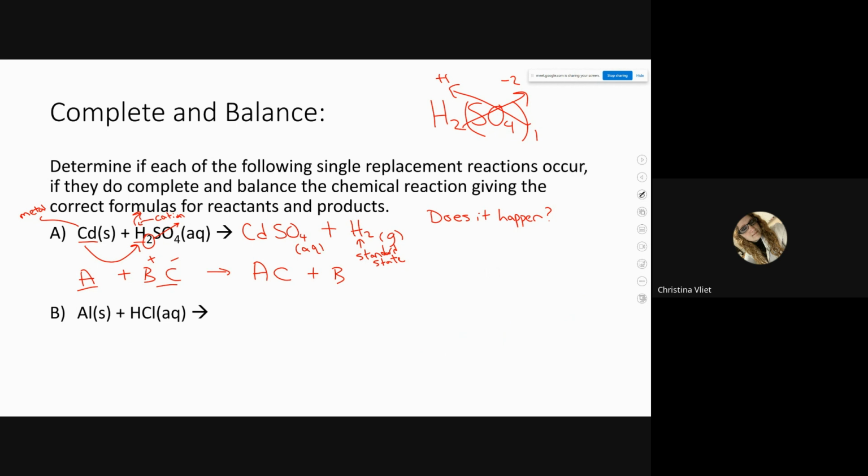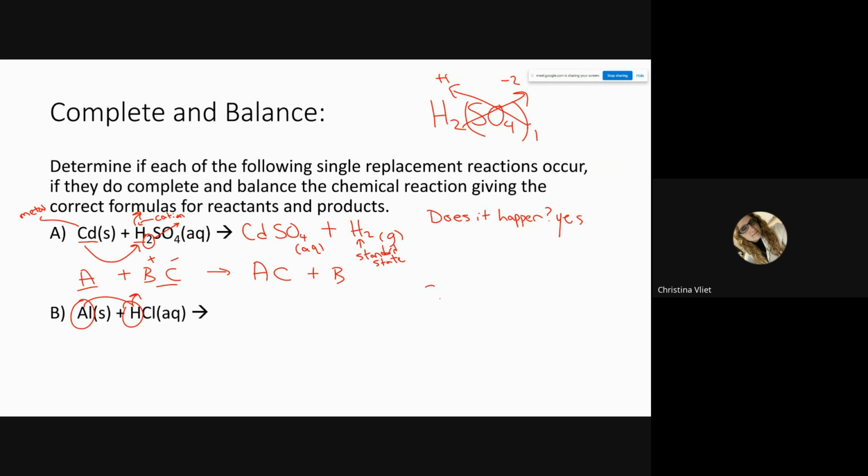Al and H. Yeah. Aluminum is higher than hydrogen. It says aluminum reacts with acids on the chart. So that means we have to do the reaction. It's the same type. Metal is replacing a cation, so we're looking to make the same thing. Aluminum's taking out hydrogen.